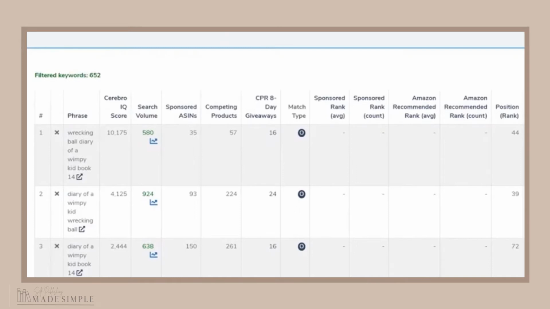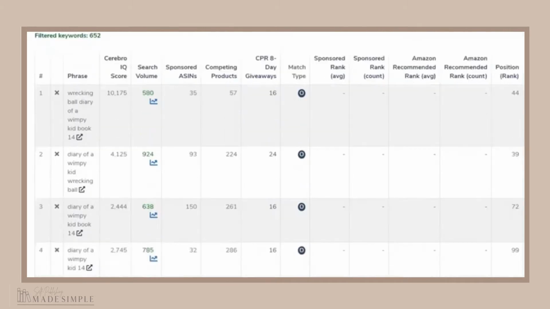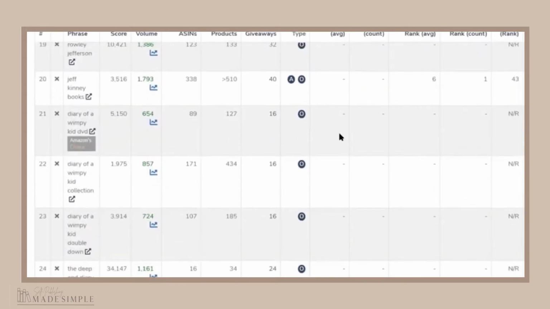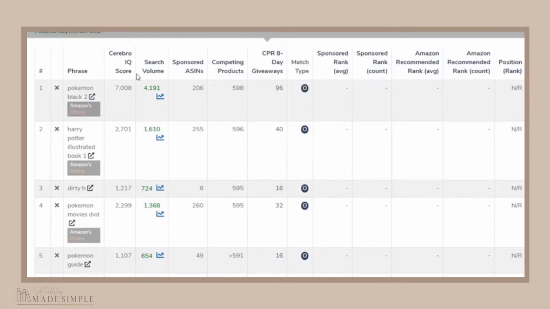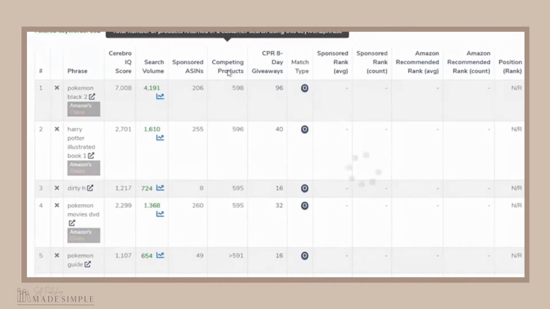The tool itself shows me the keyword phrase. Diary of a Wimpy Kid is very popular. It gets a lot of search volume, but there's a number of these that are specific to Diary of a Wimpy Kid. In the free version, you can't order by categories, or click on something and say, show me in this order, I want the lowest number of competing products.